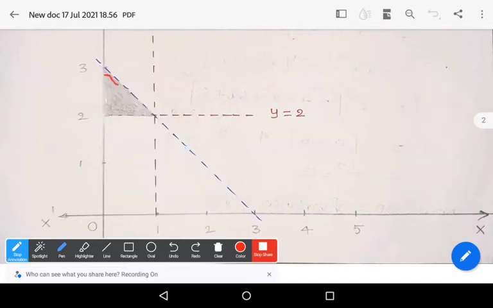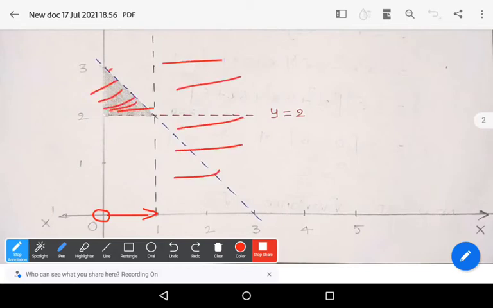By using this common area, where is x and where is y? X varies from 0 to 1 only, and we do not take any value beyond that. Here it is the shaded region. So the x value is taken from 0 to 1.